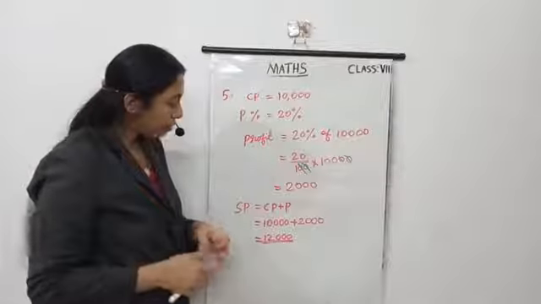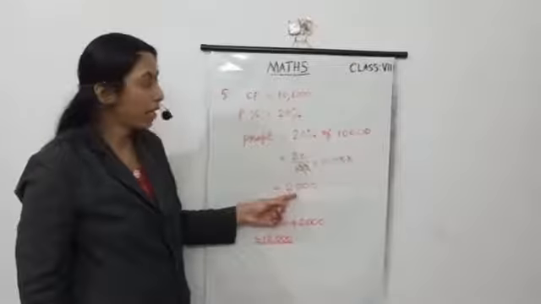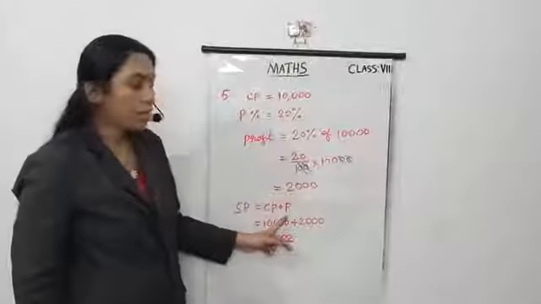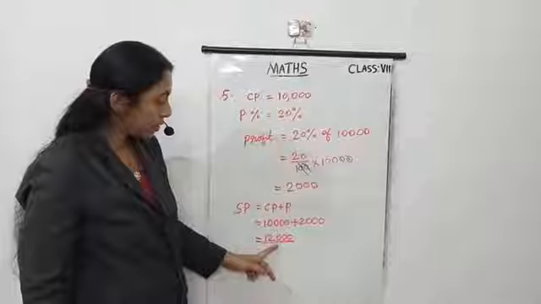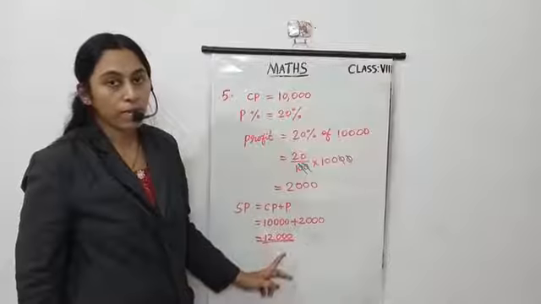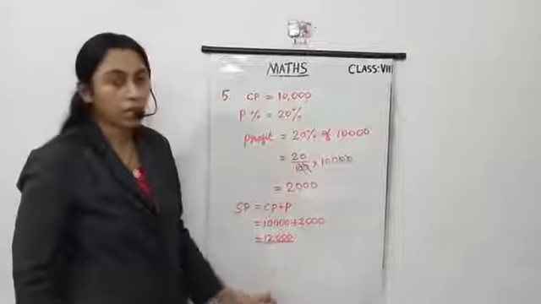So we get profit amount 2,000. Then add cost price and profit, we get the selling price. 10,000 plus 2,000 equals 12,000 is the selling price.